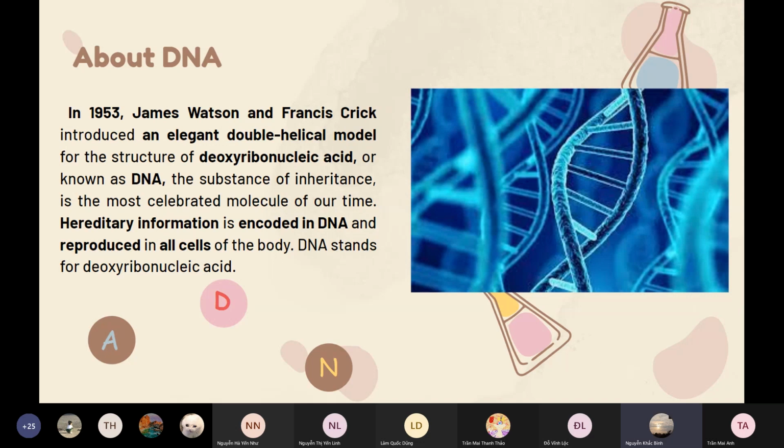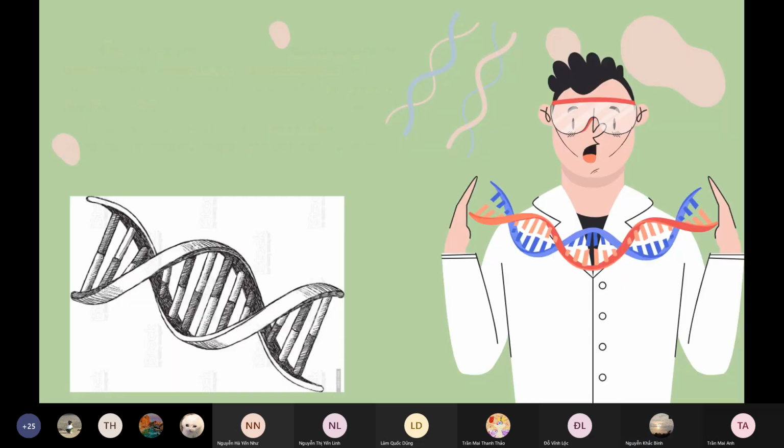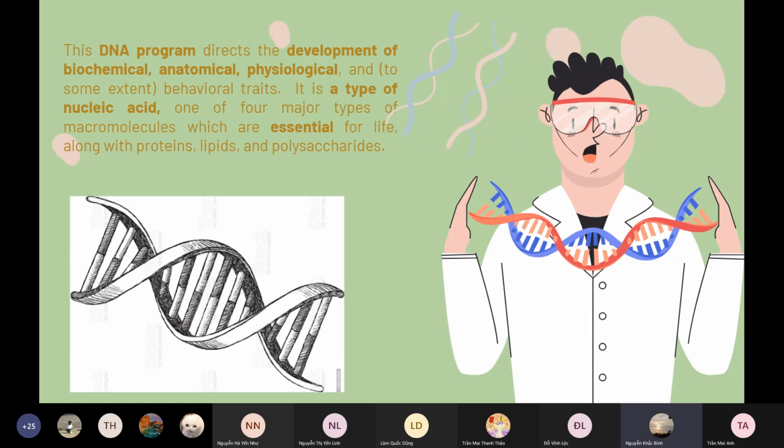Here, the genetic information is encoded in the DNA and reproduced in all cells of the body. DNA stands for deoxyribonucleic acid. This DNA program directs the development of biochemical, anatomical, physiological, and to some extent, behavioral traits. It is a type of nucleic acid, one of 4 major types of macromolecules, which are essential for life, along with proteins, lipids, and polysaccharides.